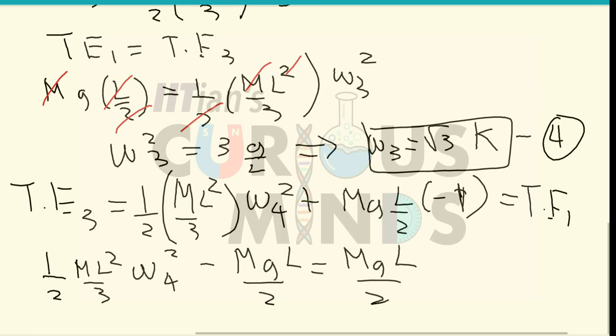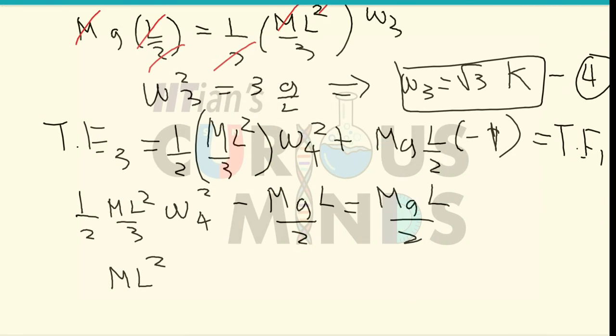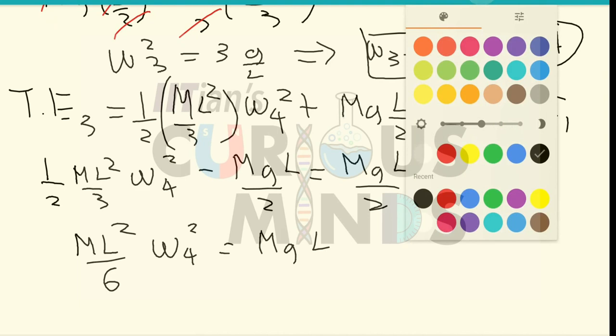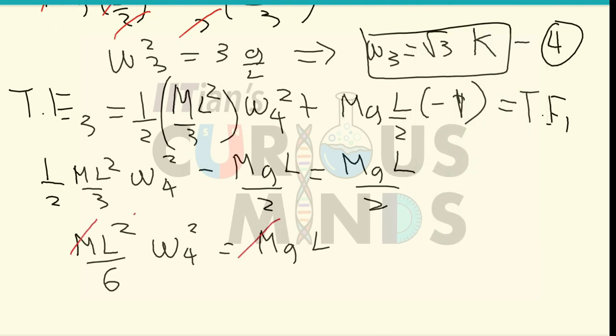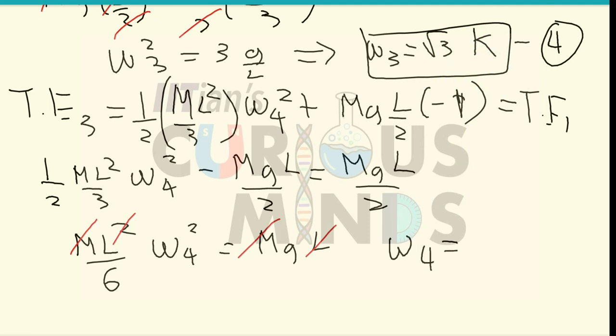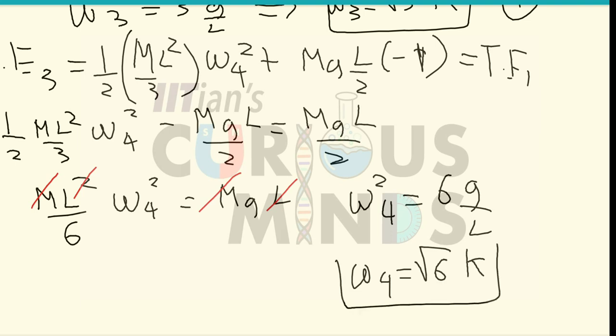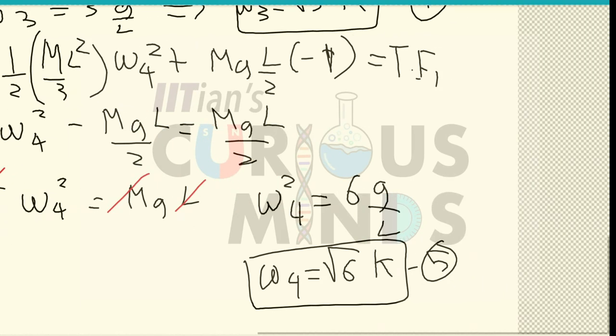When mgl by 2 shifts to the right hand side, ml square divided by 6 into omega 4 square will be equal to mgl. Basically m and m will get cancelled out, l and l will get cancelled out. So omega 4 square will be equal to 6 times g by l. So omega 4 is equal to root 6 into constant k. Let this be equation number 5.